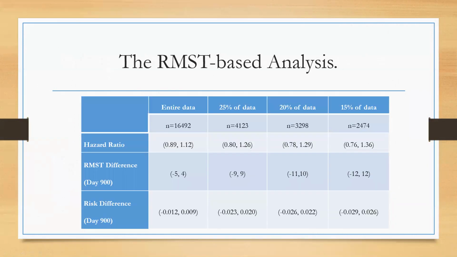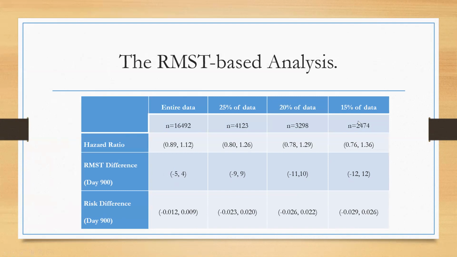So if we switch gears to RMST-based analysis for this kind of comparison, you can see that for the entire data set, the confidence interval of the hazard ratio is 0.9 to 1.1. But if you consider the difference in RMST up to 900 days, that's more like 2.5 years, the confidence interval for the difference in RMST up to day 900 is negative 5 days to positive 4 days, right? So here you can have a very intuitive sense. You would say, look, this difference is very small. Plus or minus 4 or 5 days, do I care? Probably I don't, right? Either it's more than 4 days or less than 5 days.